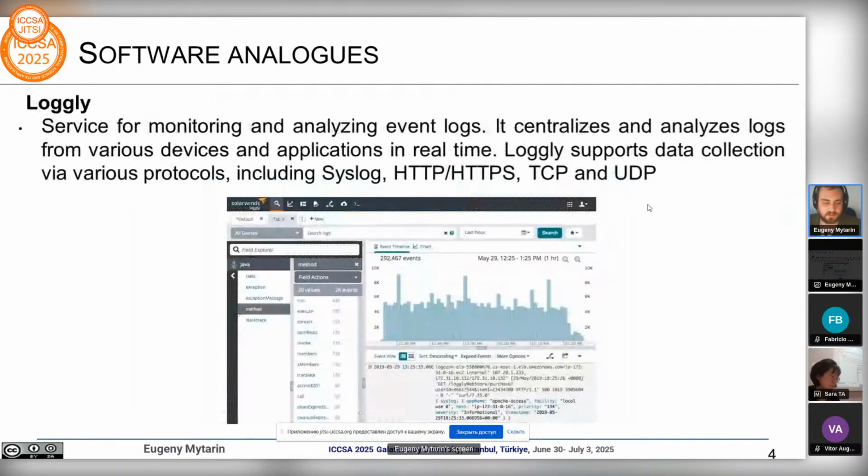Next is Loggly, another tool for real-time log monitoring across devices and applications. It supports multiple protocols like syslog and HTTP. However, like Papertrail, it focuses on real-time analysis without predictive features. Our research aimed to bridge this gap by adding forecast capabilities to such systems.